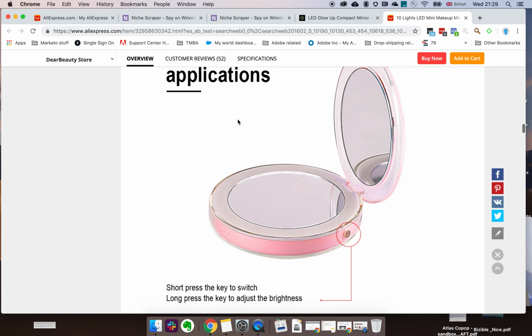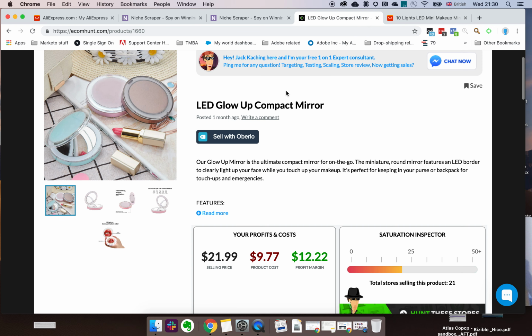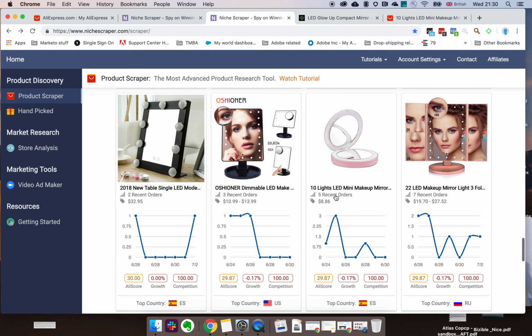It does solve a problem, if women want to put on makeup and make sure the blemishes, they can see everything and see themselves better, and so on. This one is great. But if I jump into NicheScraper over here, and this is Ecomhunt, I can see that in the last week this product does really badly. It only sold 5 units the whole week. Why would I want to market it?